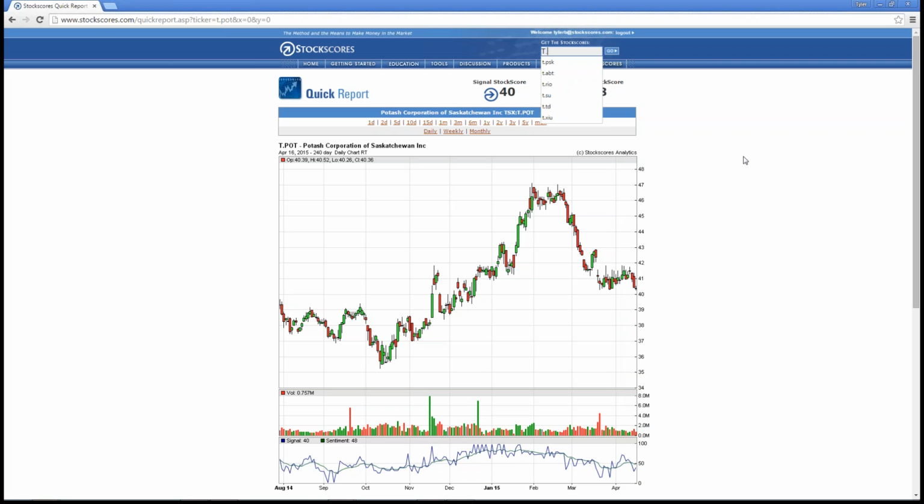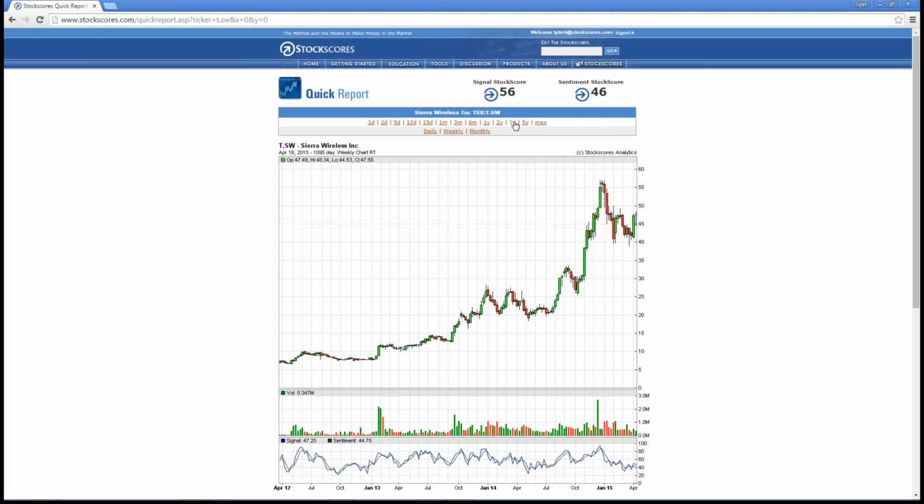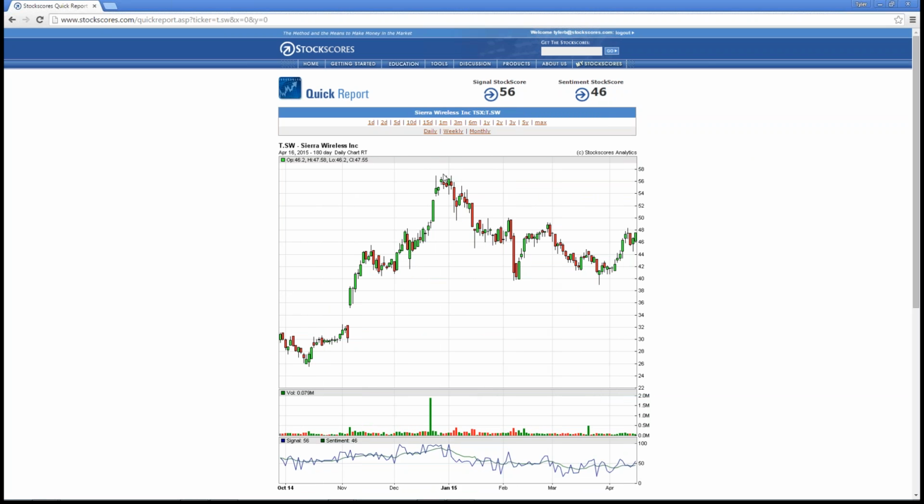Sierra Wireless, SW, is pretty good. It recently broke this little pullback downward trend here. Let's take a look at the 3-year. Yeah, I think that this one's okay. Looks like it may continue to overcome the selling pressure that we had here for 3 or 4 months. I actually like this one. I don't love it, but I would say it's a solid 6.5 out of 10.